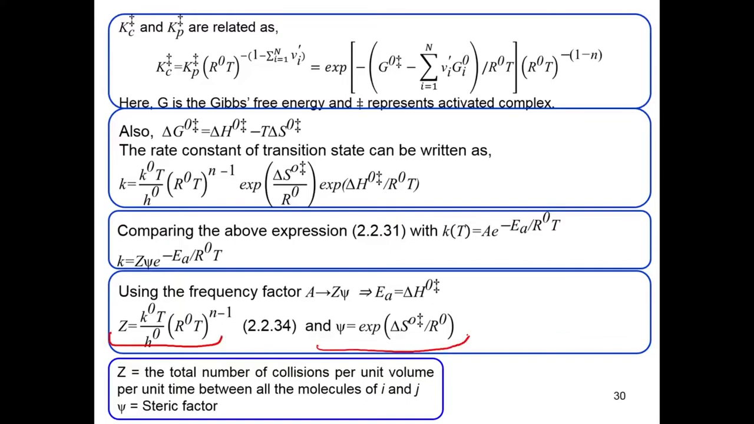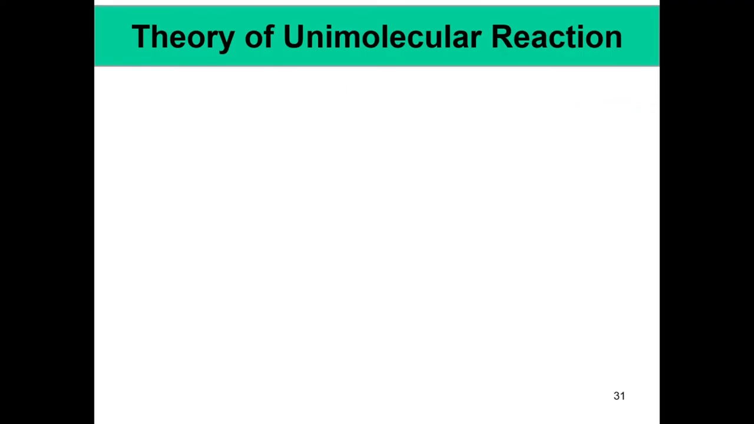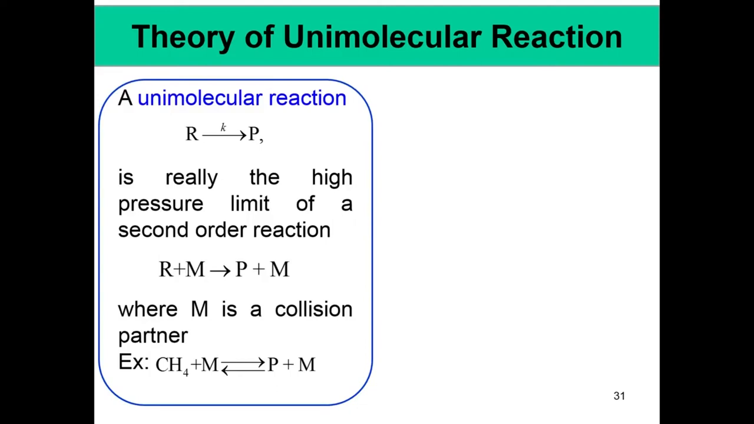If you are interested, you can look into Laws' book or any other book on transition state theory, but I will not go into the details. But this is how you can finally represent K in this kind of a manner, which is similar to our Arrhenius form.